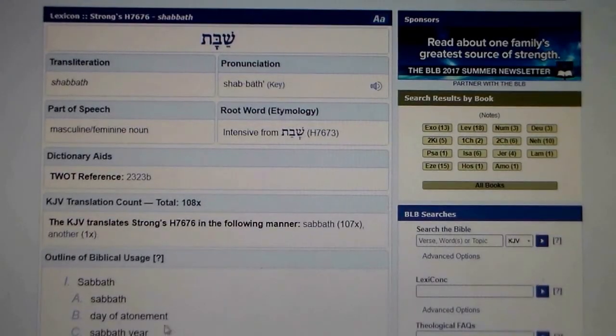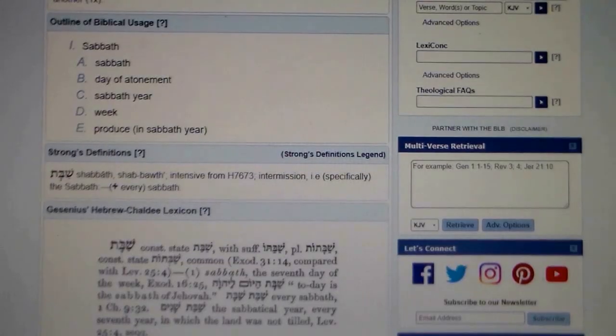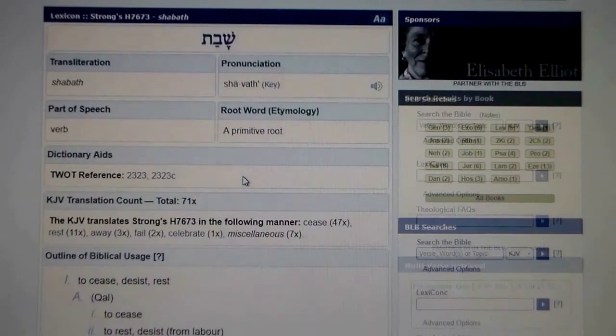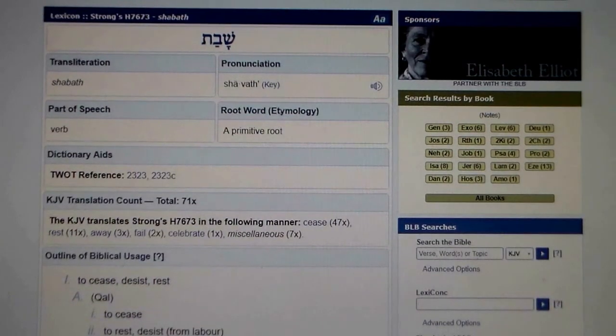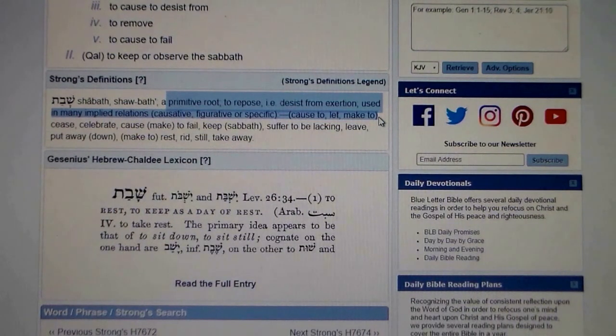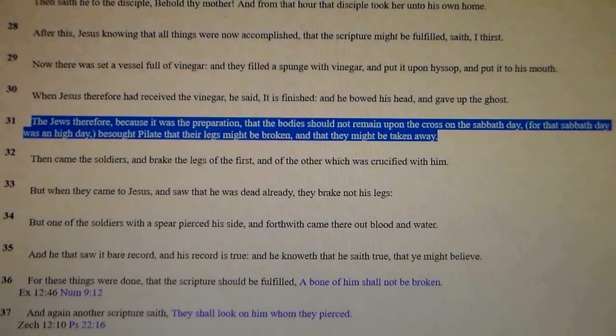H7676, which is Shabbath, which means intermission, that is to say, specifically the Sabbath. Well, it comes from the word Shabbath, which is this word. This is what it means. It means a primitive root to repose, used in many implied relations, causative, figurative, or specific. So a Sabbath day simply just means a rest day. Okay? That's all it means. It means a rest day.